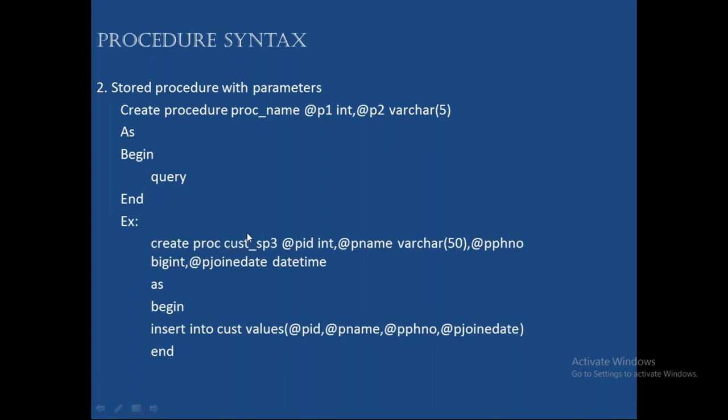This is my procedure name, and I am taking an ID parameter, name parameter, phone number parameter, and join date parameter. So total 4 parameters. Now where am I going to use these 4? See, insert into cust values, we just know inserted records. In that, insert into cust values @PID, @PName, @phone number, @p join date. Meaning whatever values you are passing dynamically to this stored procedure, those values I'm inserting here.